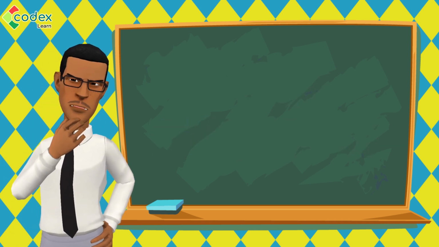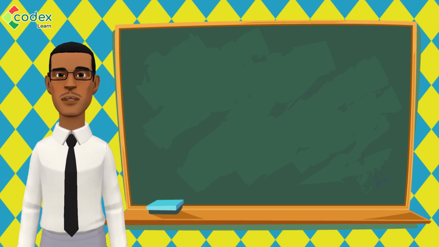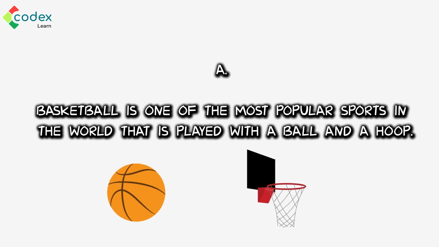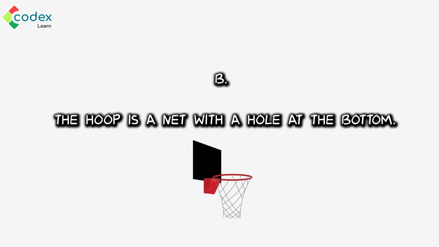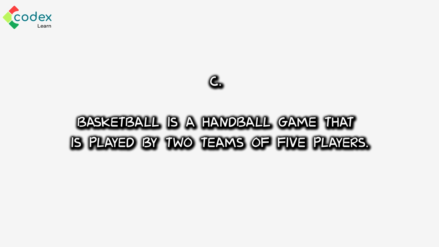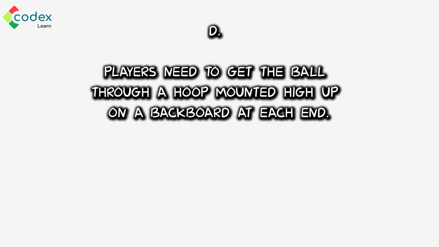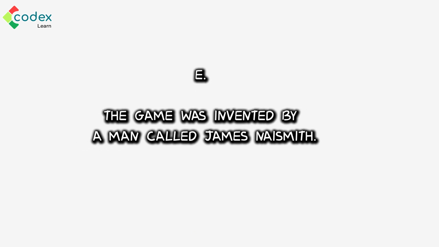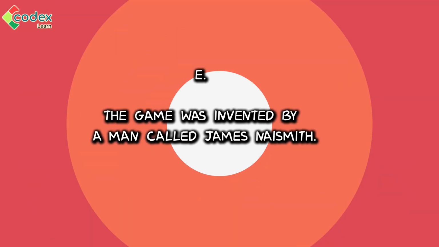That was interesting, right? Now let us remind ourselves some important things we learned in the lesson. A. Basketball is one of the most popular sports in the world that is played with a ball and a hoop. B. The hoop is a net with a hole at the bottom. C. Basketball is a handball game that is played by 2 teams of 5 players. D. Players need to get the ball through a hoop mounted high up on a backboard at each end. E. The game was invented by a man called James Naismith.